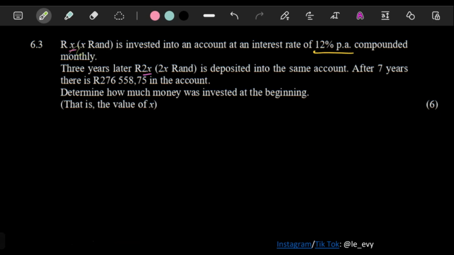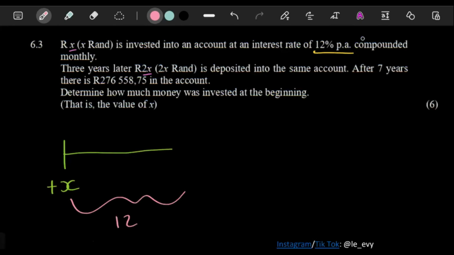So for example, in the beginning, they said money is invested. So in the beginning here, you add money. You don't know how much it is. But then that money is invested into an account with this specific interest rate. So the interest rate in this time period is 12% per annum compounded monthly. So it's 12% compounded monthly.